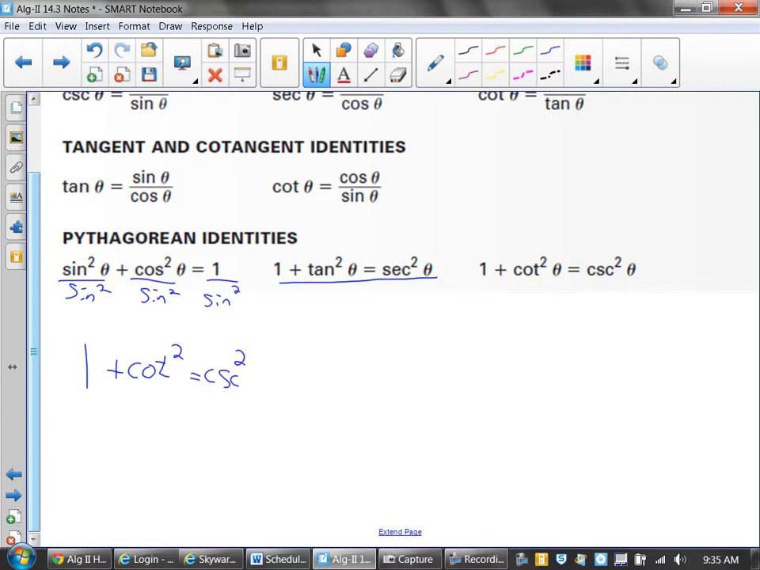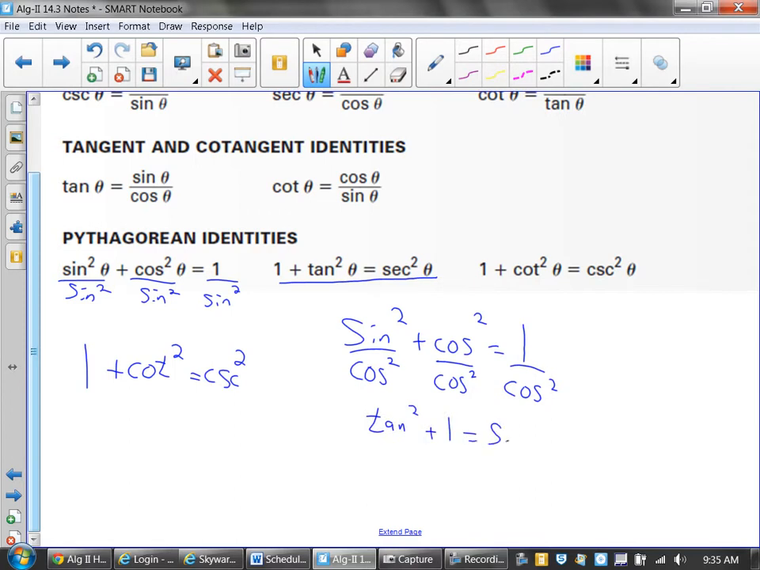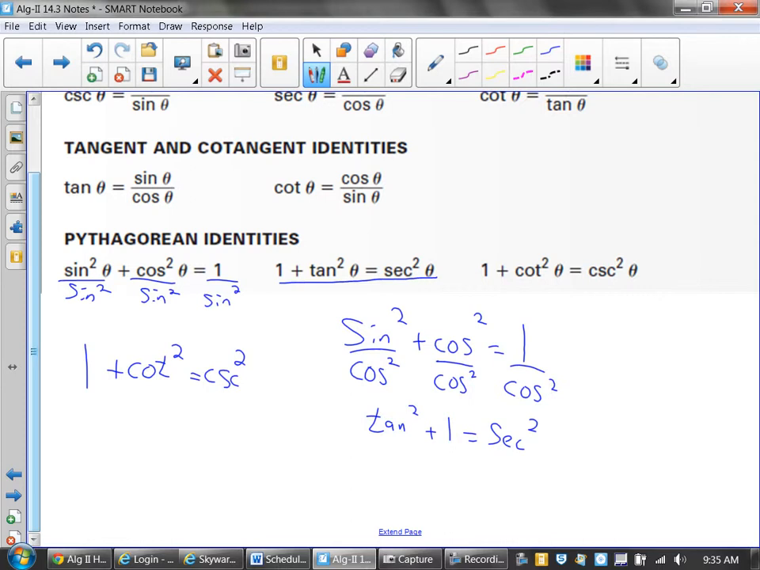So it's very easy to manipulate sine squared plus cosine squared to get the other 2. Now to get the other one, if I divide everything by cosine squared, what's sine over cosine? Tangent. So you get tangent squared plus 1 is secant squared. It's the same thing as that.